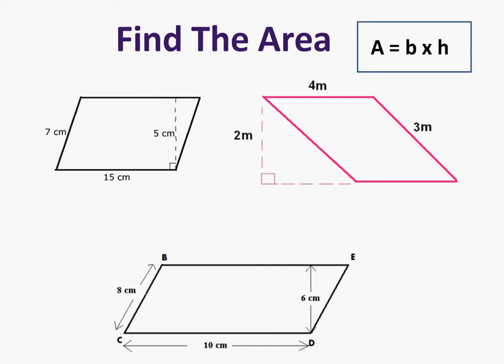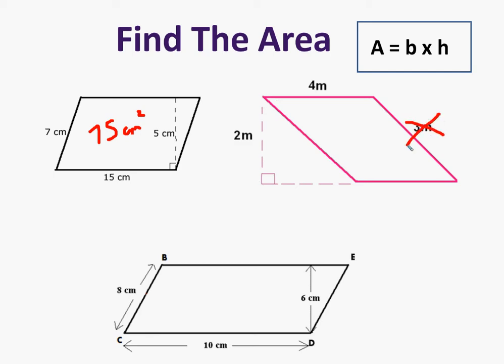So let's find the area of this parallelogram. It's going to be 5 times 15. If you multiply those together, you're going to get 75 centimeters squared. This one, it's going to be 2 meters times 4 meters, because 2 is the height and 4 is the base, and this is a diagonal, so we don't care about it.